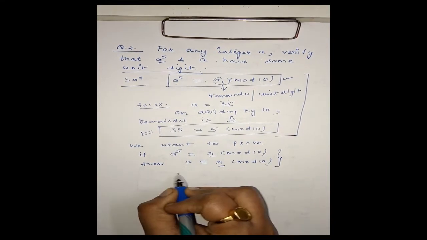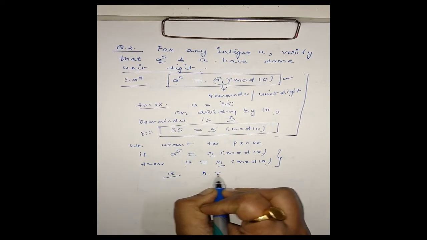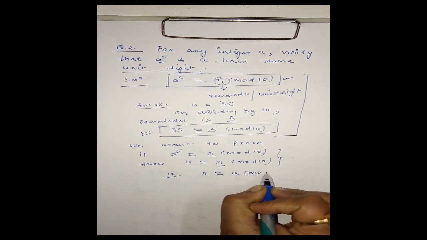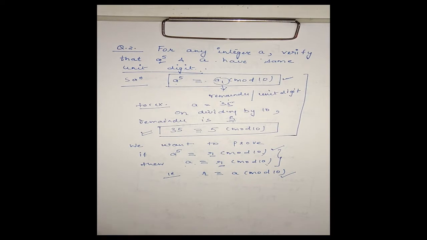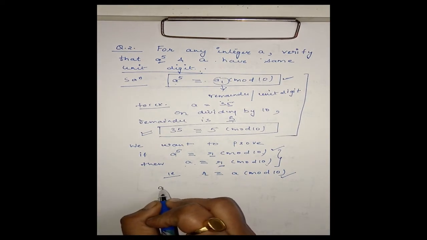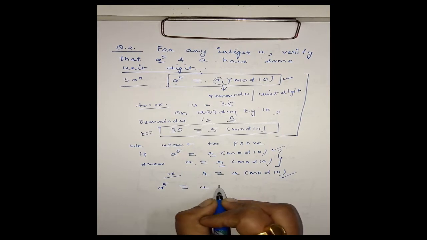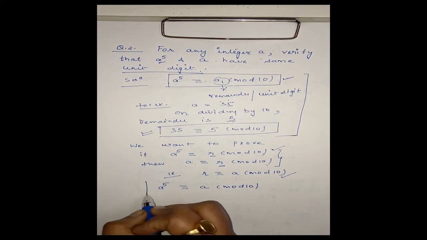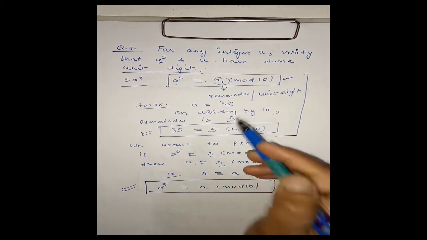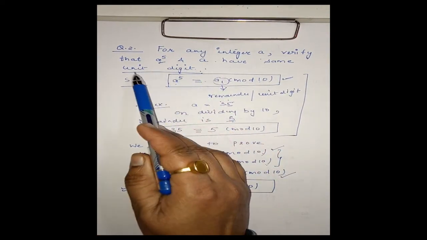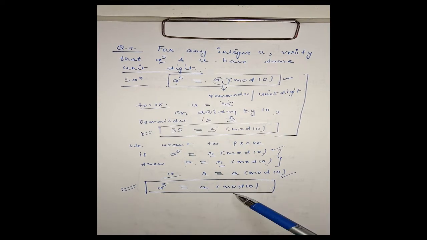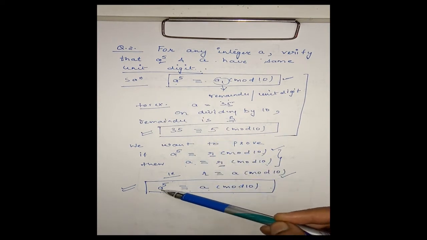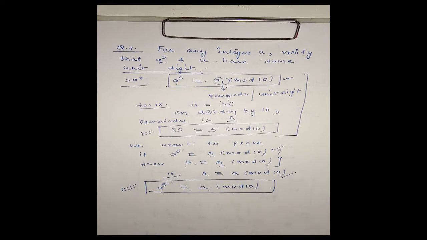Now using the symmetric property of congruences, I can write this second congruence in this form: r is congruent to a modulo 10. Using the first and this third congruence and using the transitive property of congruences, I can write a power 5 is congruent to a modulo 10. Right? We can write like this. Means in order to prove that a power 5 and a have the same unit digit, I have to prove this congruence, a power 5 is congruent to a modulo 10. Then only I can say a power 5 and a have the same unit digit.